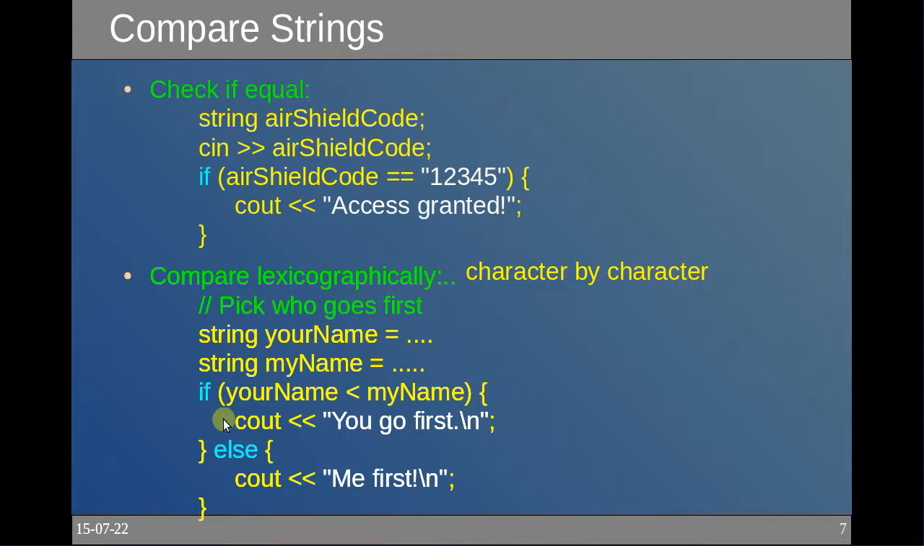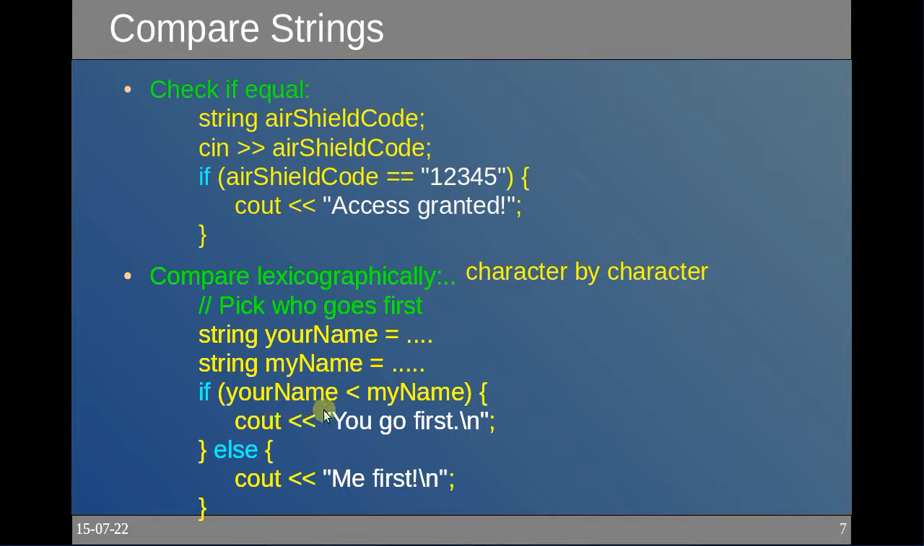So here, you might have your name and my name. If your name is less than my name, then you go first, else me first. Of course, in this case, what's going on is in the event of a tie, whoever is calling this out decides to go first. So, two Bobs, how does that get sorted?